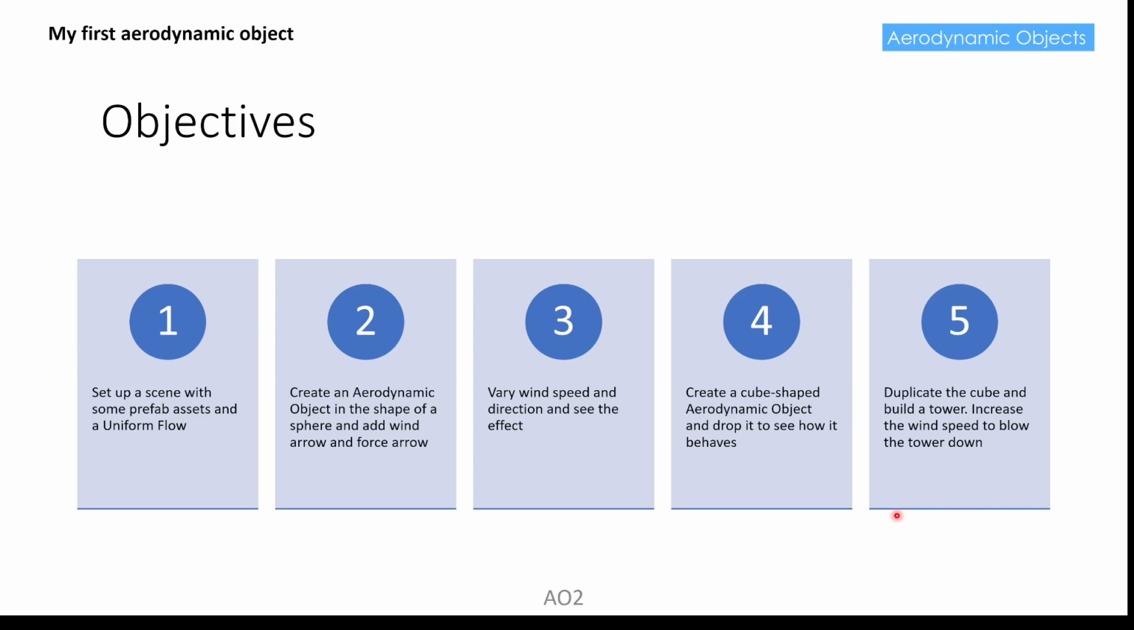Then we're going to try something different: build another aerodynamic object, this time a cube-shaped one, using the create menu. This time we're also going to drop it to see how it behaves rather than blow wind at it. Then we're going to build a tower out of those boxes and blow it down.